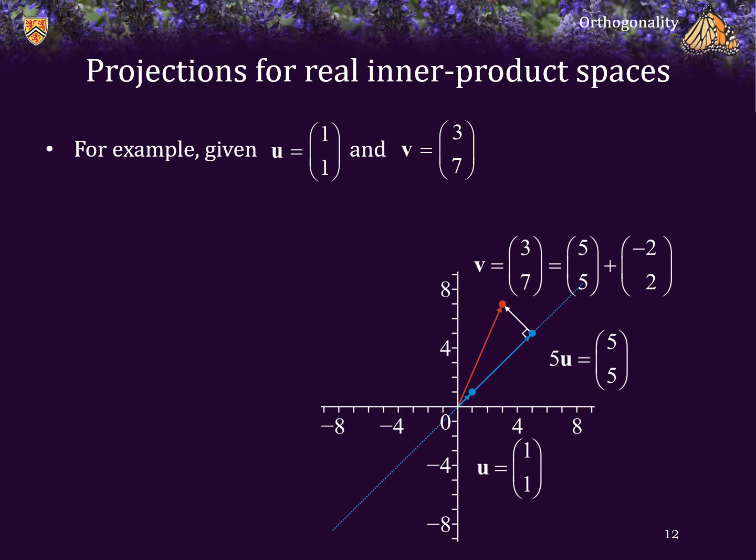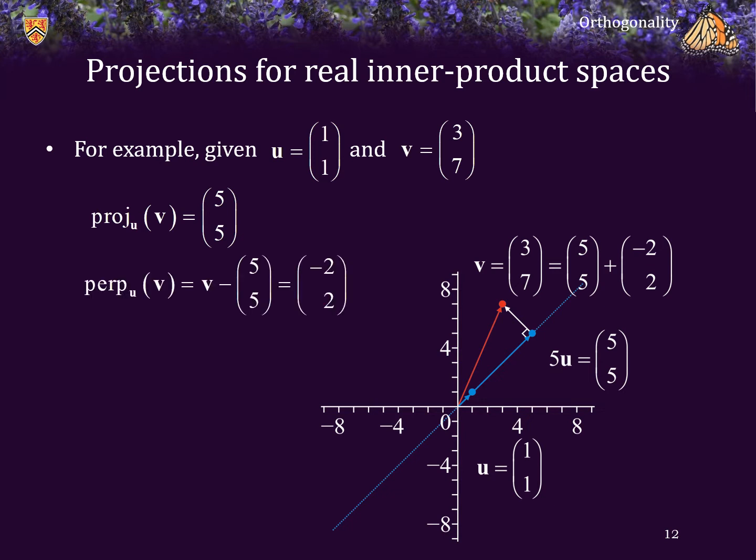Now, let's go a little bit more into detail about this. We calculated the projection of v onto u as the vector 5, 5. Let us call the error the perpendicular component of v mapped onto u. And that is just going to be the error. So that will be the vector v minus the projection, which is the vector negative 2, 2. You will notice that the projection of v onto u is perpendicular to the perpendicular component of v mapped onto u.